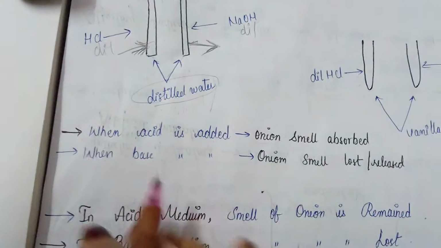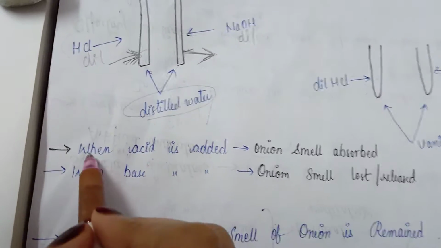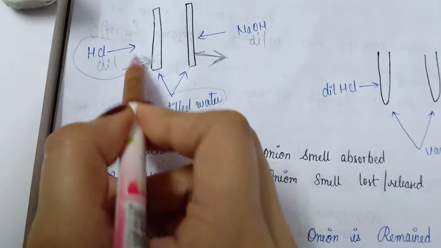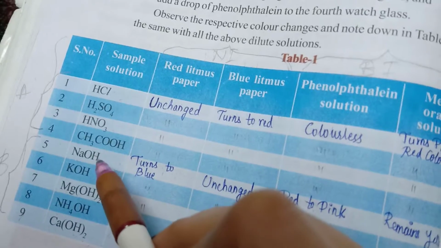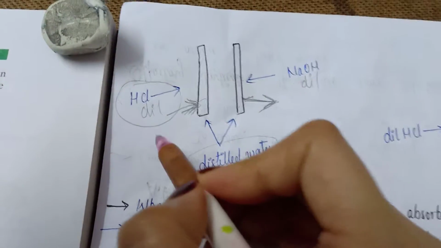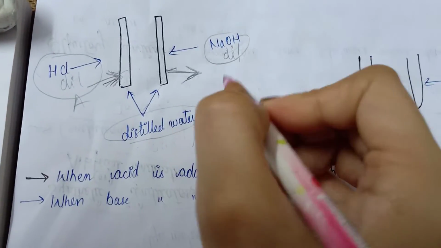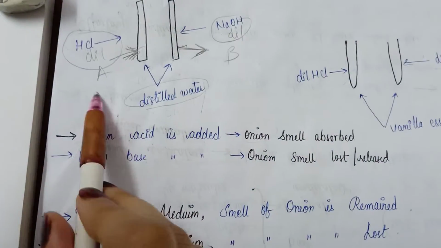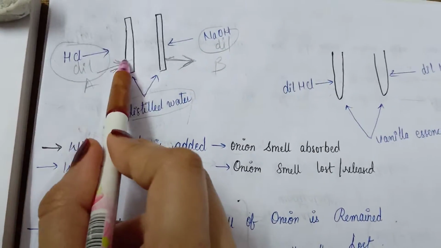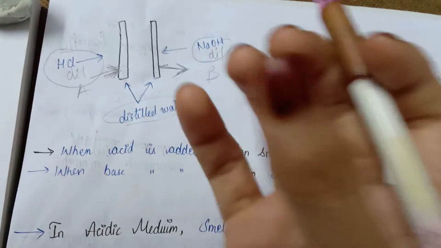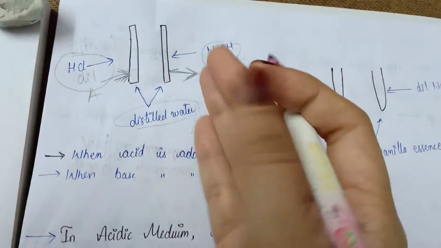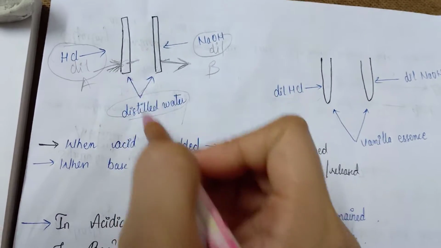which means the opposite reaction takes place. So my conclusion is, it is an acid, as we all know. Over here HCl is acid and NaOH is base, so it is the acid and it is the base. So what happens in acid? When we added acid to the strip, the onion smell gets absorbed in the strip, and this strip is getting the smell of the onion.